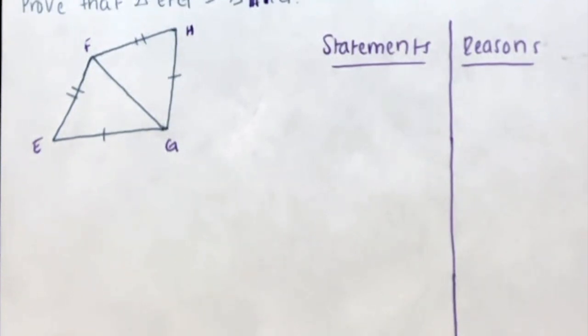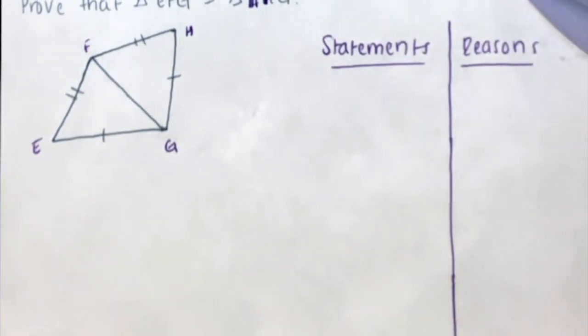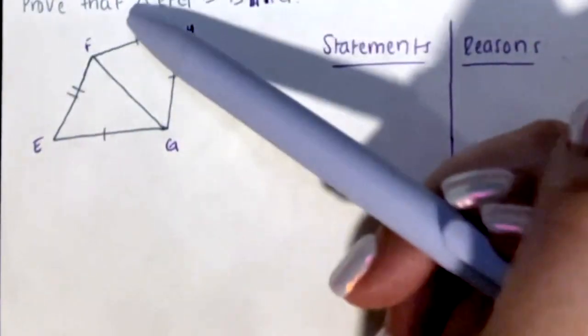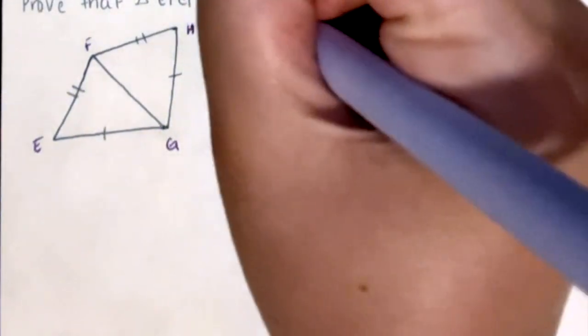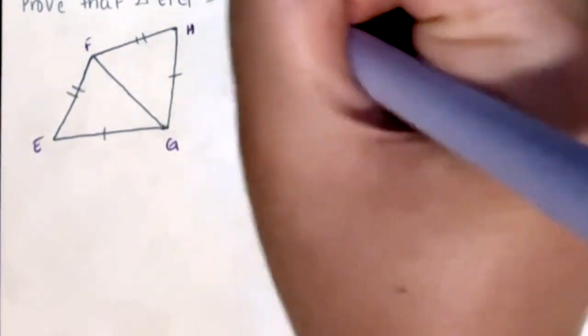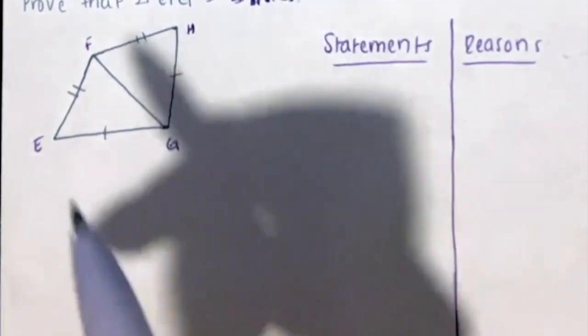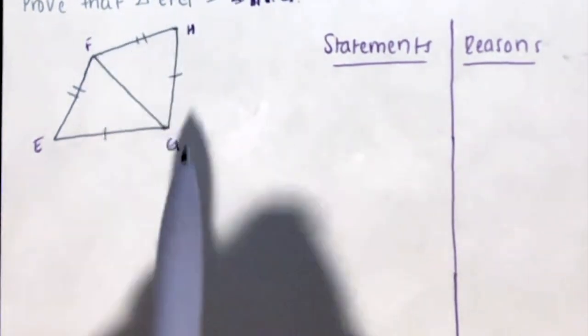In this video, we are going to do some more triangle proofs and specifically discuss the theorems side, side, side, and side angle side. Okay, so in this first example here, we want to prove that triangle EFG is congruent to triangle HFG.